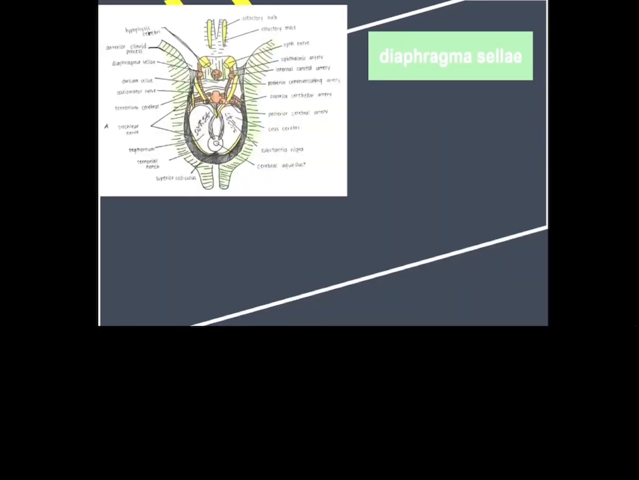Here we see the hypophysis cerebri, anterior clinoid process, diaphragma sellae, dorsum sellae, oculomotor nerve, tentorium cerebelli, trochlear nerve, tegmentum, tentorial notch, superior colliculus, cerebral aqueduct, substantia nigra, crus cerebri, posterior cerebral artery, superior cerebellar artery, posterior communicating artery, internal carotid artery, ophthalmic artery, optic nerve, olfactory tract, and olfactory bulb.